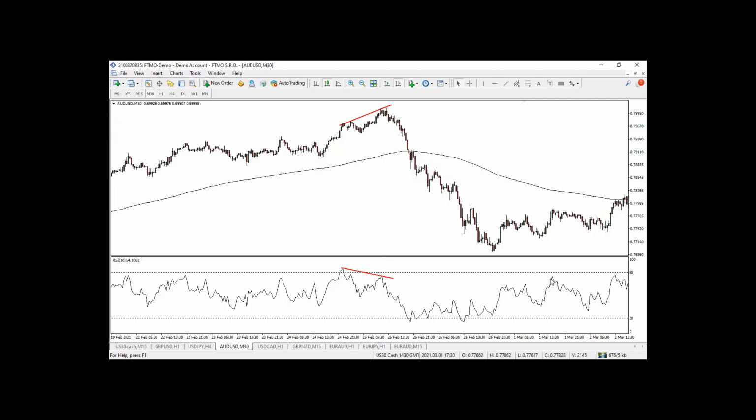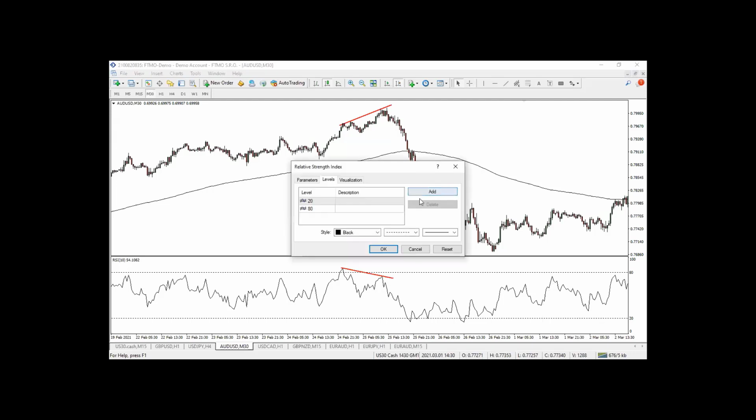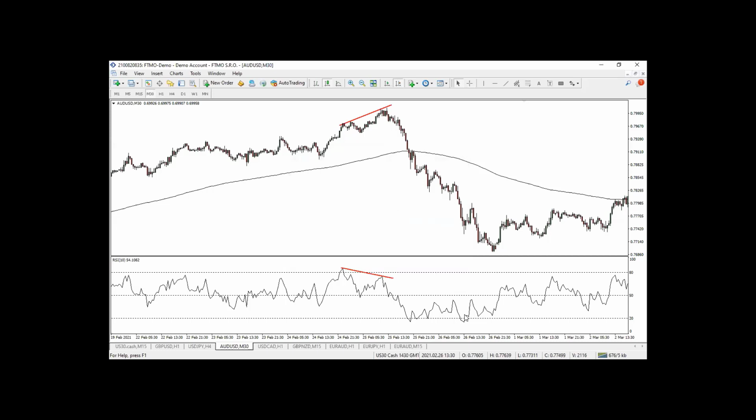Now, another thing that we have to do is I will add another level to the RSI. I will click on add and I will put 50 level. I will tell you why I put that 50 level. Anytime my RSI is above the 50 level, I know it's a buy position. And anytime my RSI is below the 50 level, I know it's a sell position.